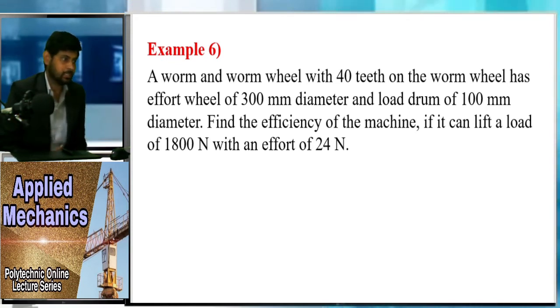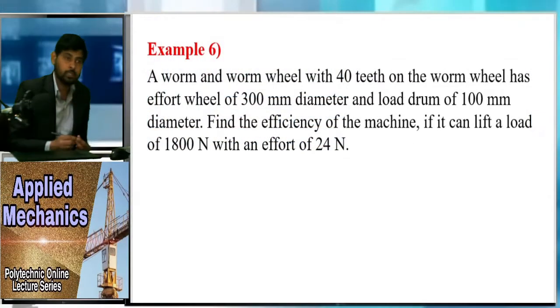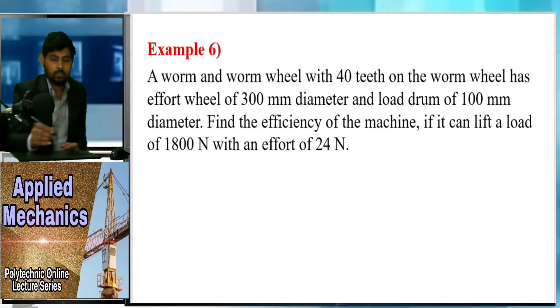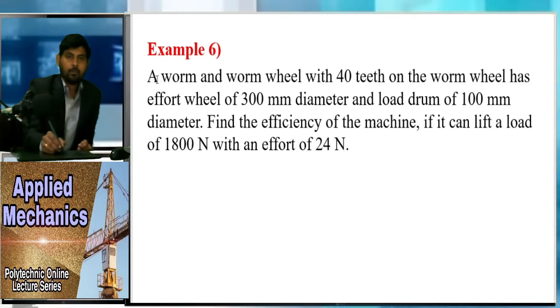In the previous lecture we have discussed the worm and worm wheel. Today we are going to discuss a number of problems based on the worm and worm wheel. In the previous lecture we found the relation of velocity ratio for the worm and worm wheel. So here you can see example number 6, the first example of the worm and worm wheel.